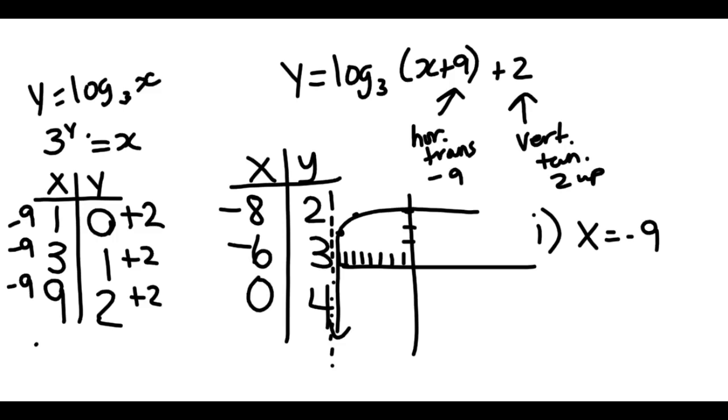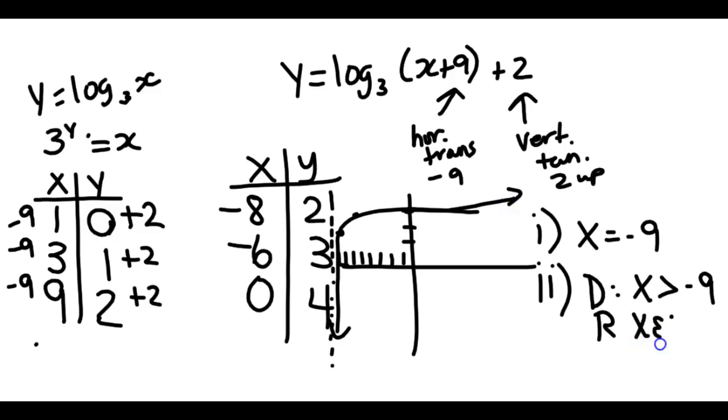The second part says, what's the domain and range? So the domain, if we're looking at it, we're only from minus 9 and greater. So we'd say x has to be greater than minus 9. And our range looks like it goes up, and it shouldn't really taper off. It should still be going up, up, up, right? So it's all real numbers.